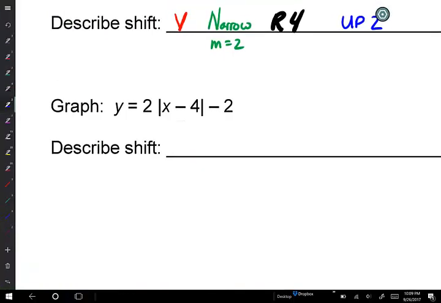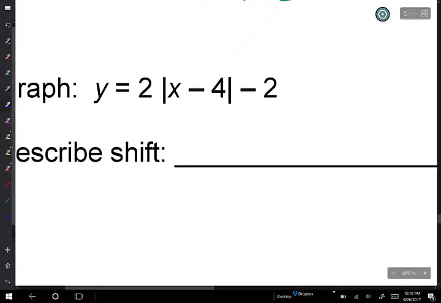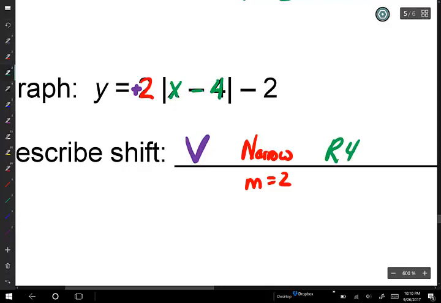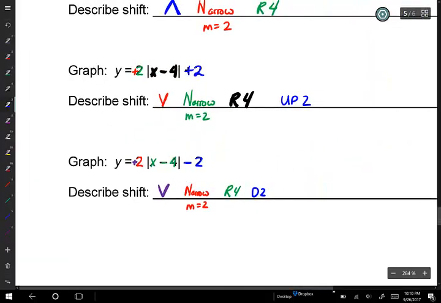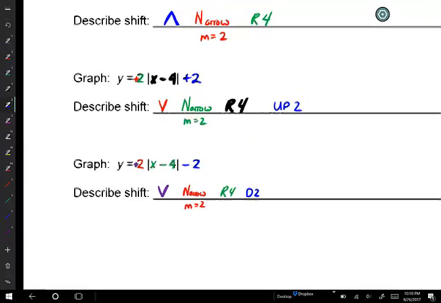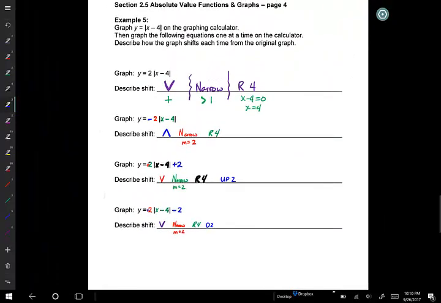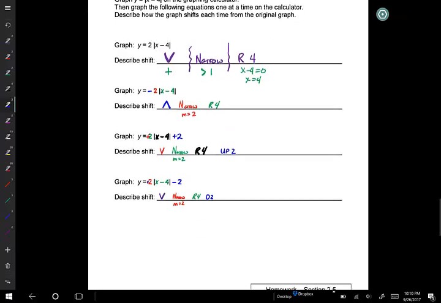So let's do a summary here. Because it's a plus, it is a V shape. Because it is a 2, it's going to be narrow with a slope of 2. Because it's x minus 4, once again it's right 4, but now because it's a minus 2, it is down 2. And in comparison, that minus 2 versus the plus 2, one pushed it up, one pushed it down. So this is just a quick summary using our graphing calculator to experiment and see how things are going to pan out.